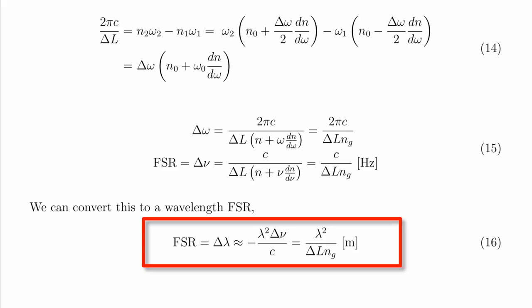These are the free spectral range expressions you should use when you analyze your interferometer, whether it is looking at your simulations or your experiments. If you use the ng value from your waveguide simulations, then you should find agreement between the simulated FSR of your interferometer and this expression.